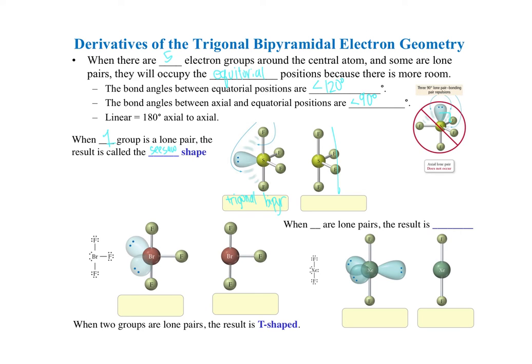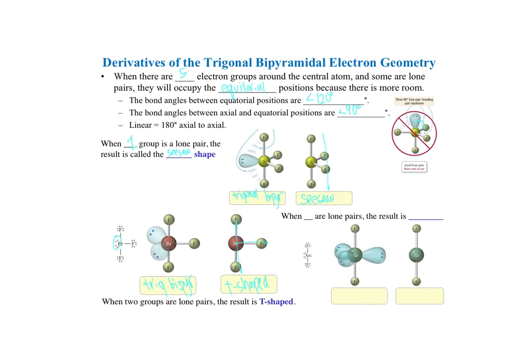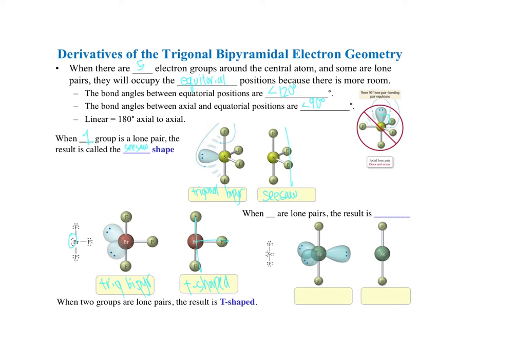And the molecular geometry is seesaw. When we take off 2 electron groups, so we have 2 lone pairs around the central atom, still trigonal bipyramidal, but now the geometry is going to look kind of like a T, so that's called T-shaped. And bond angles are going to be a little less than 90 degrees because the lone pairs are going to be pushing.